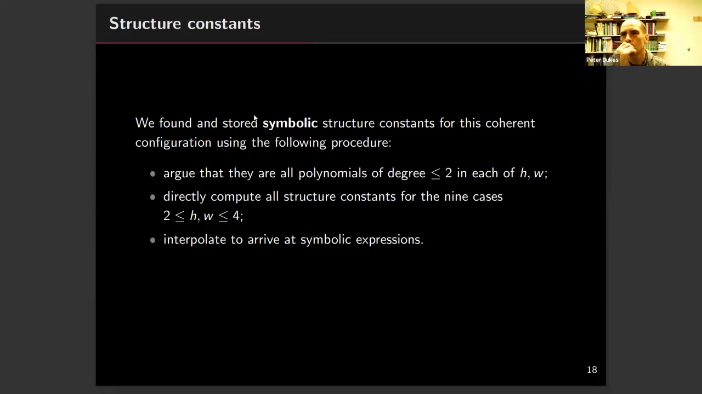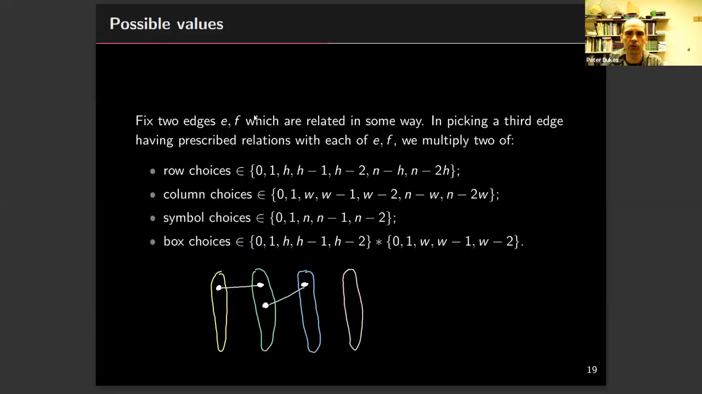And so what we did was we argued that, whatever this number is, first of all, it's pretty clear that it's constant by the symmetries that are involved. But whatever the number is, it's going to be at most quadratic in each of H and W. And then we just need to do a few small cases of Sudoku structure constants, and then interpolate to find symbolic expressions for the structure constants.